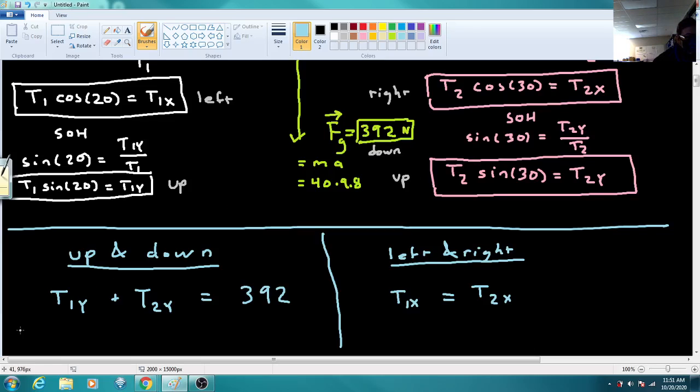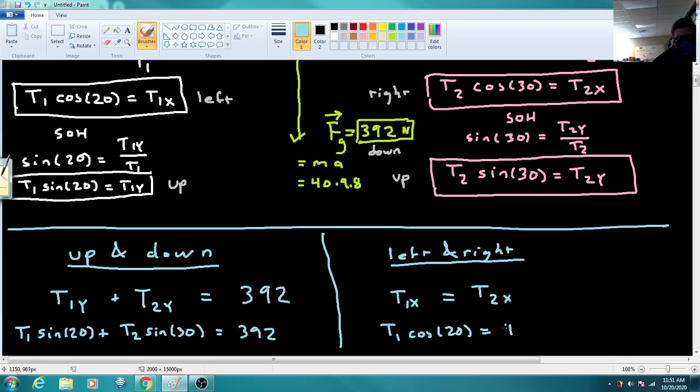So T1y is really T1 sine of 20, plus T2y. T2y is really T2 sine of 30. So that's T2 sine of 30, and that's going to equal 392. T1x is T1 cosine of 20, and that's going to equal T2x, which is T2 cosine of 30.